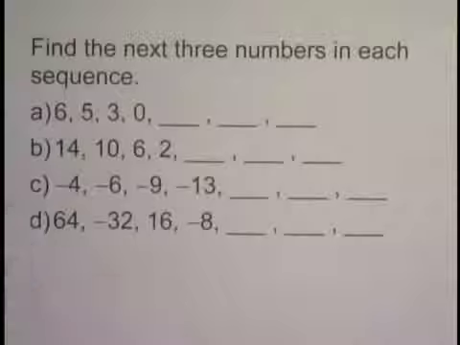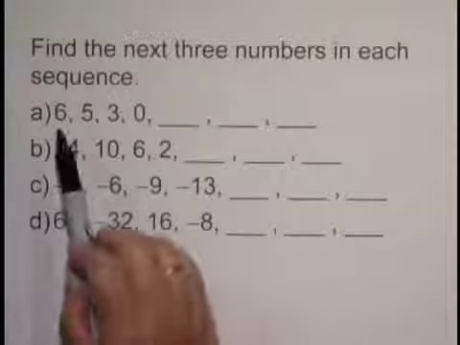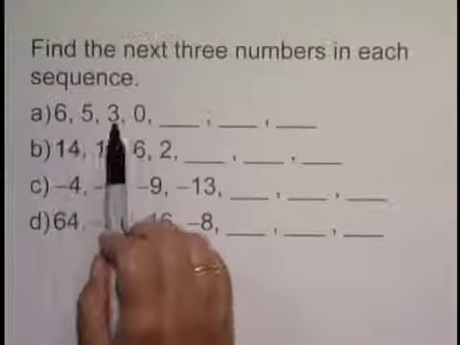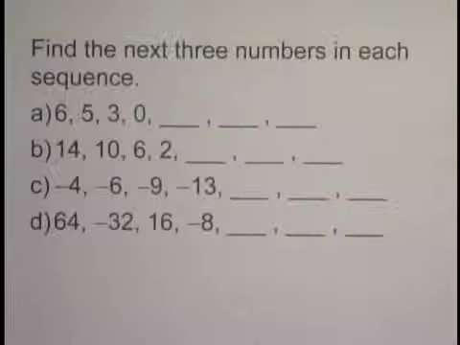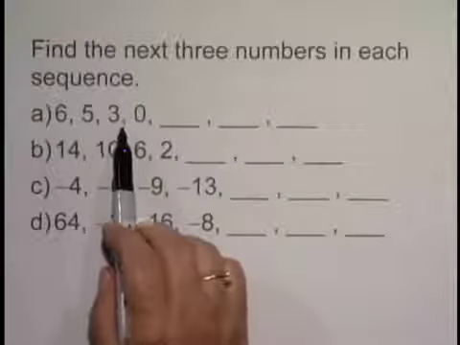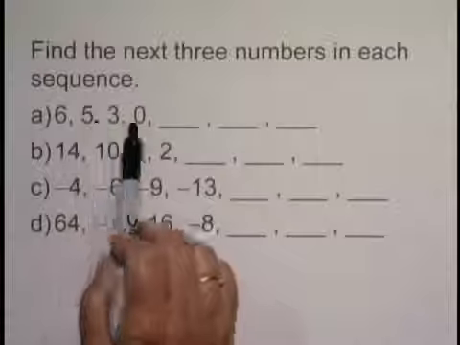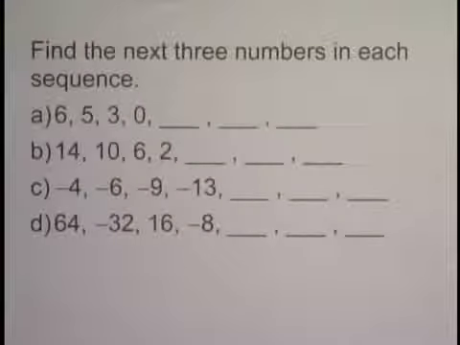In this problem, we'll be finishing some sequences. We're asked to find the next three numbers in each sequence. Let's start with the first sequence, 6, 5, 3, 0. We're looking for a pattern, and since these decrease, we can try subtracting.